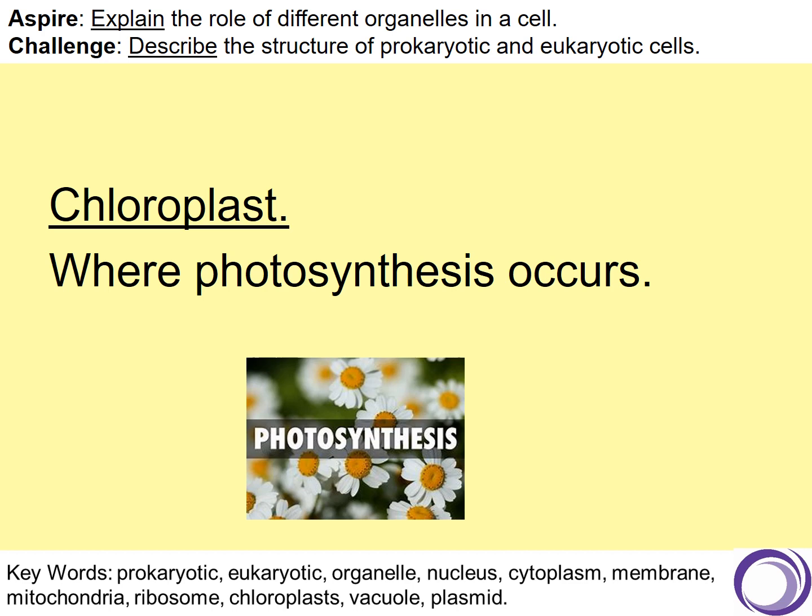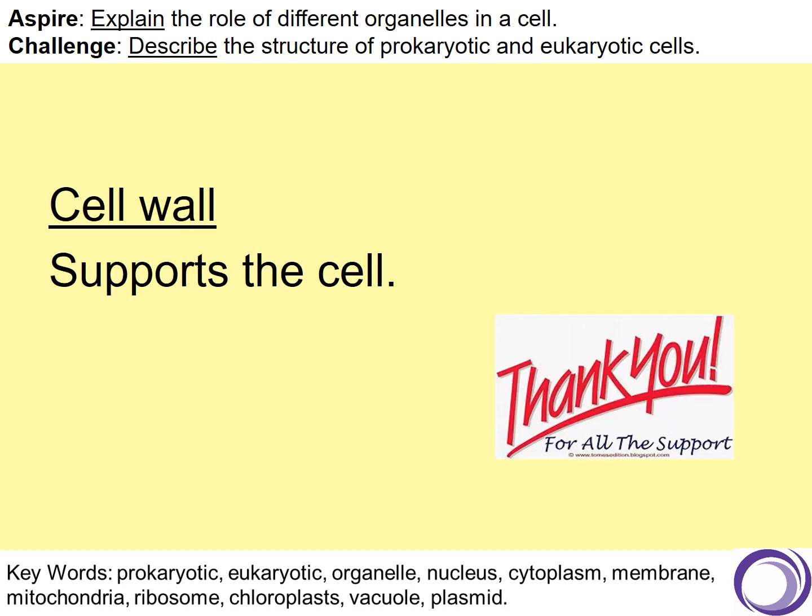So the chloroplast, if you remember back to the picture that we did right at the beginning of this part of the lesson, this was just in a plant cell. And the chloroplast has something called chlorophyll inside it, and that is what makes the plant green. It also absorbs sunlight, so that's where photosynthesis occurs, in the chloroplast. Cell wall, again, only in a plant cell. It's made of something called cellulose, which is a sugar, which is made from photosynthesis. And that is there to support the cell.